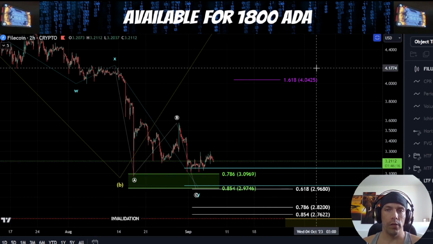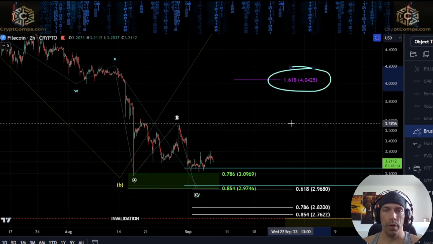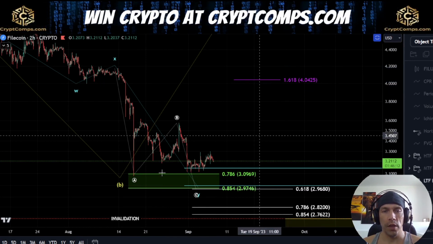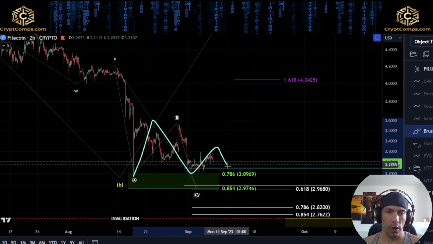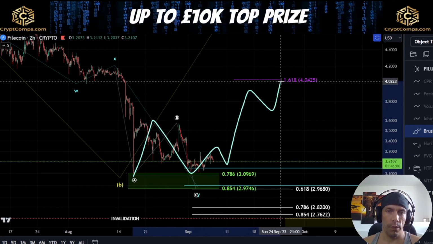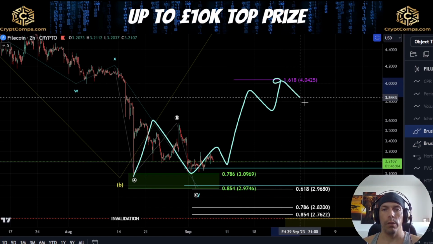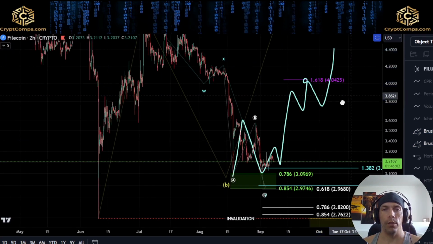Now, what I'd want to see for more confirmation is a move above this $4.04, and then we could be potentially looking at something like this, where we form this as 1, 2, 1, 2, 3, 4, 5, and then we'd be looking for this as an additional 4th and a 5th from that point.